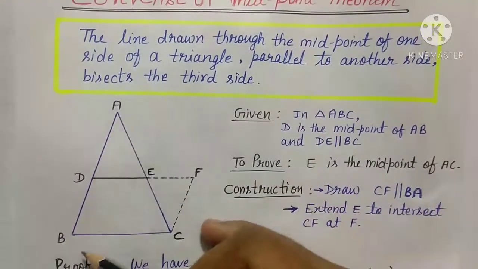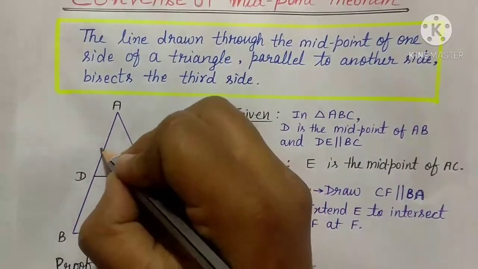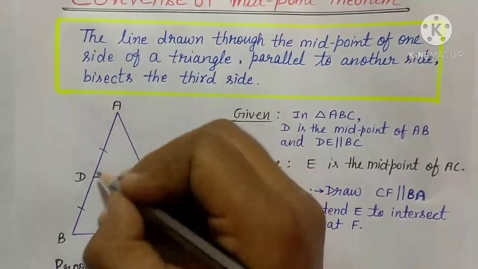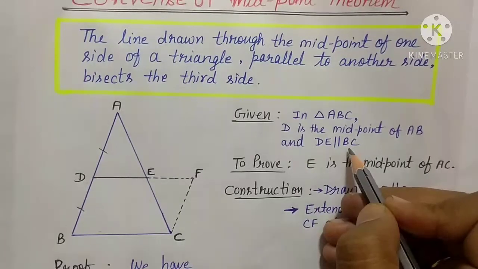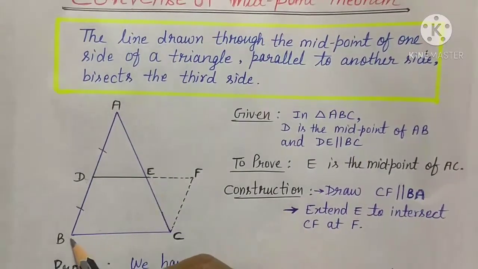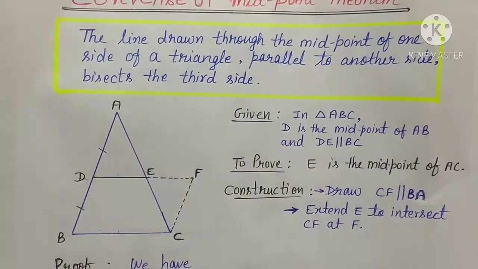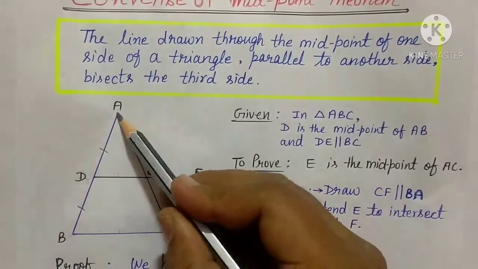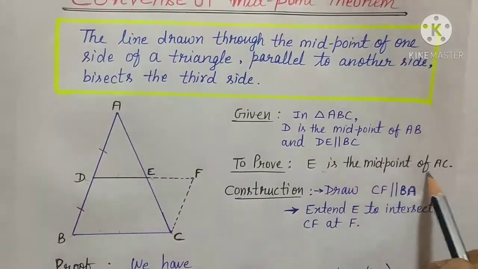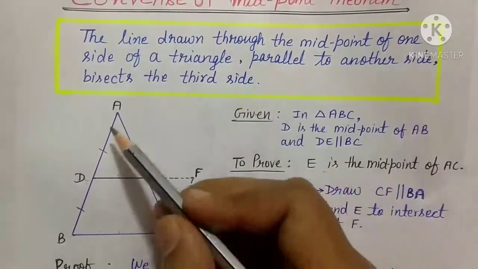So in triangle ABC, as you can see here, D is the midpoint of AB. Therefore, if it is the midpoint, this side is equal to this side. It means AD equals BD. And DE is parallel to BC. These two sides are parallel to each other. Now what do we have to prove? We have to prove that E is the midpoint of AC. Okay, this is the converse of the midpoint theorem, and this thing only we have to prove.